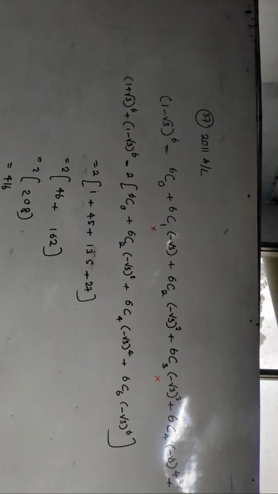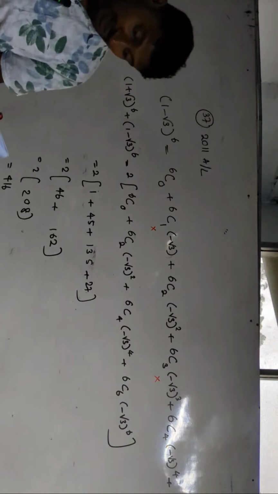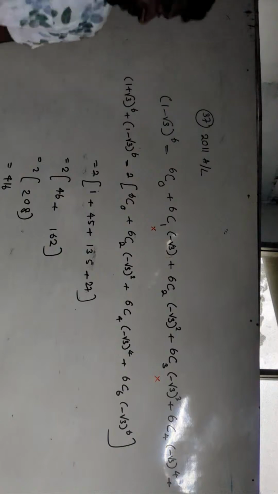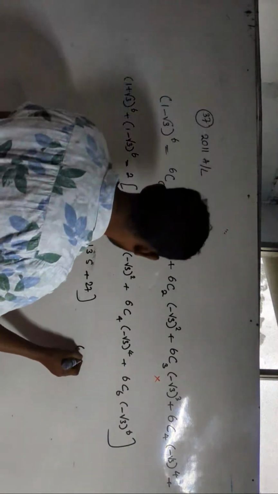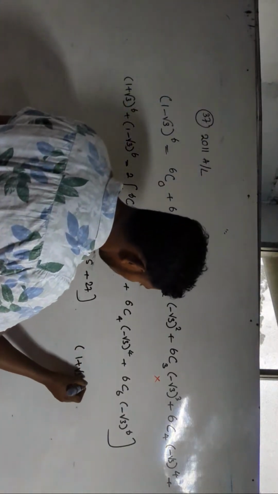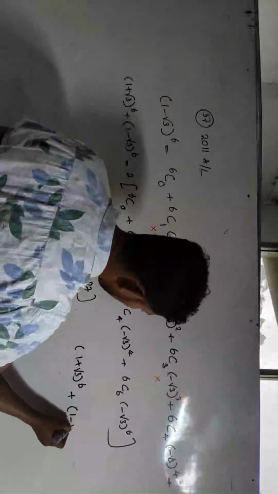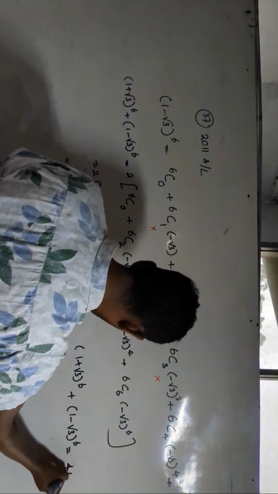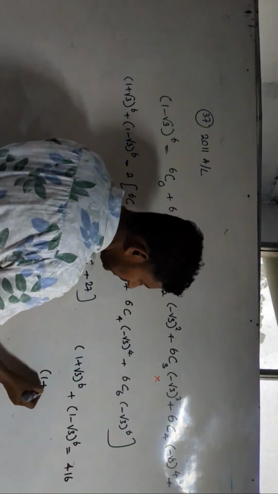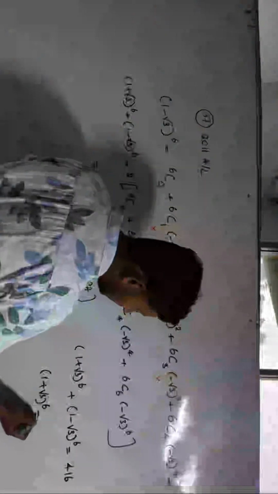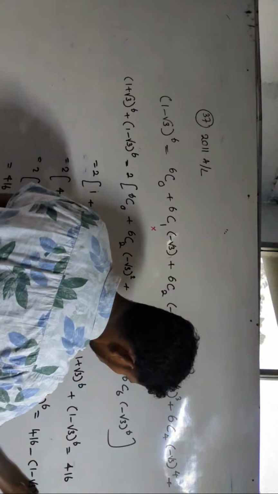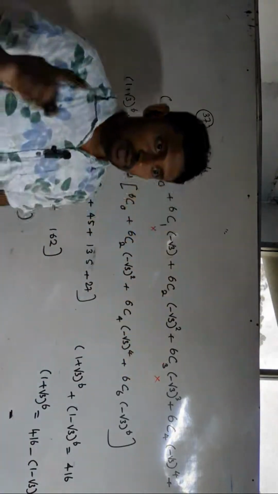Right. Finished. Okay, fine. Now let's go to the last part today. Hence find the integer part of (1 plus root 3) to the power of 6. That means now we have proved that (1 plus root 3) to the power of 6 plus (1 minus root 3) to the power of 6 is equal to 416. So (1 plus root 3) to the power of 6 is equal to 416 minus (1 minus root 3) to the power of 6.